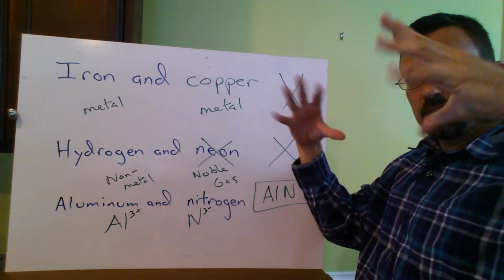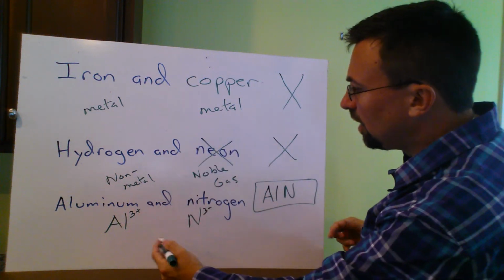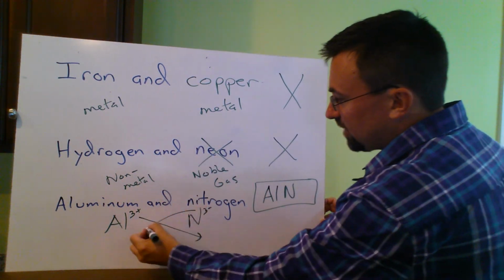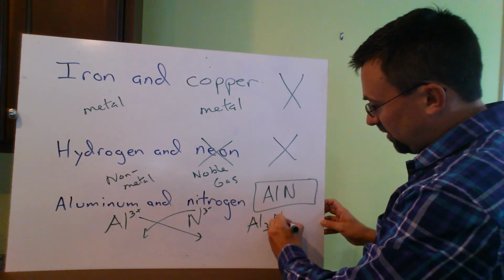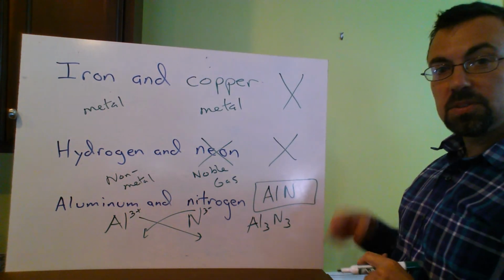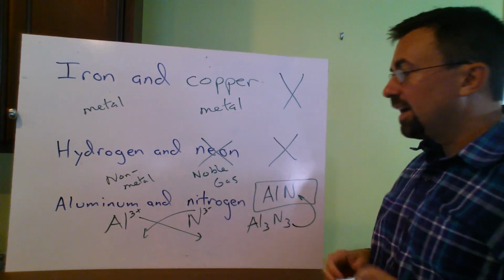Fist bump, octopus, squid, jellyfish, whatever you like, whatever makes you feel good. Or you could be, man, I just cross these down. I cross them down, I cross them down, which is good. You got it. You're automated. Al3N3, but just make sure, is that the lowest ratio as an empirical formula? No, I can simplify that. AlN, and we are done.